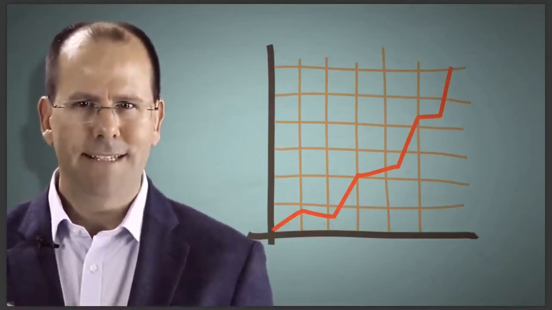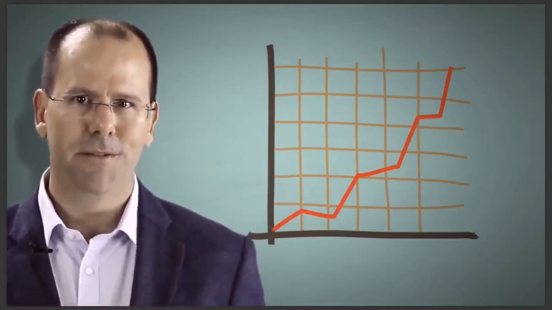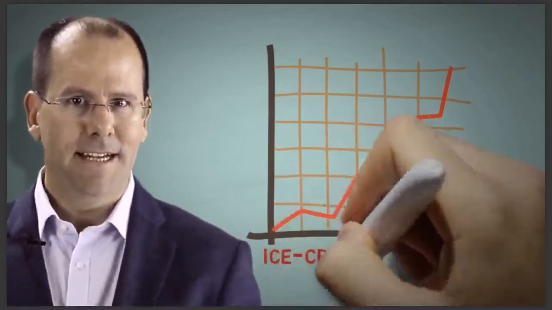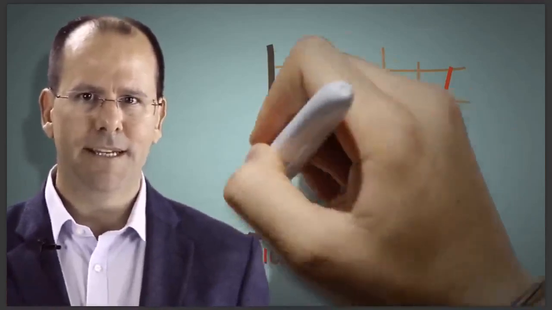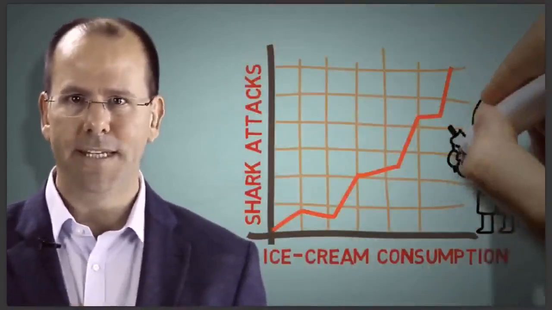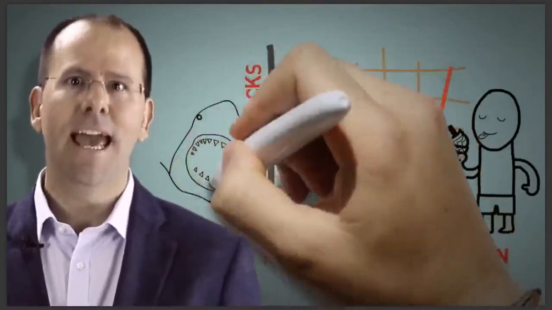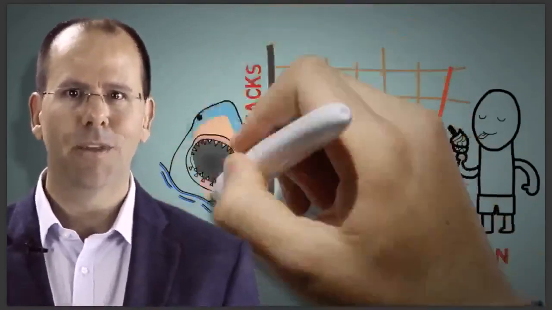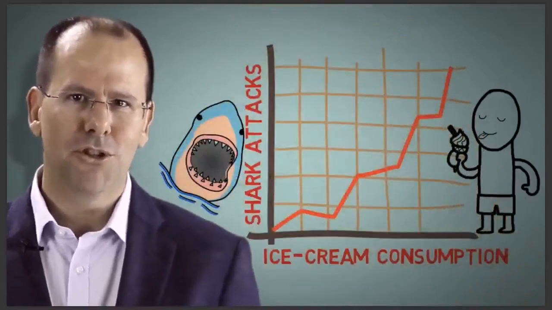Now that's really bad science, and believe me, this happens a lot. So, for example, does eating ice cream increase your chances of being attacked by a shark? Of course, there's a strong correlation between ice cream eating and shark attacks because both of these things happen on hot days in summer. But eating ice cream, of course, doesn't cause shark attacks.